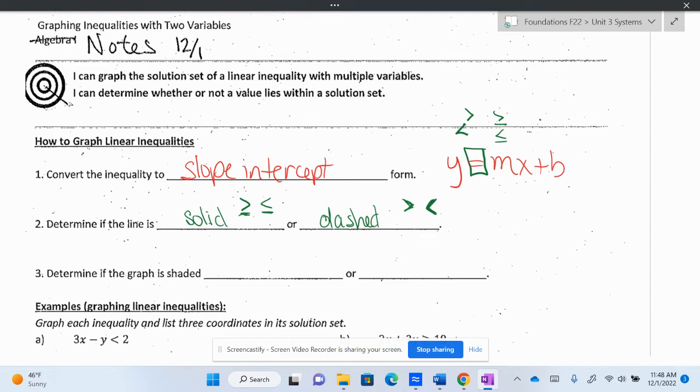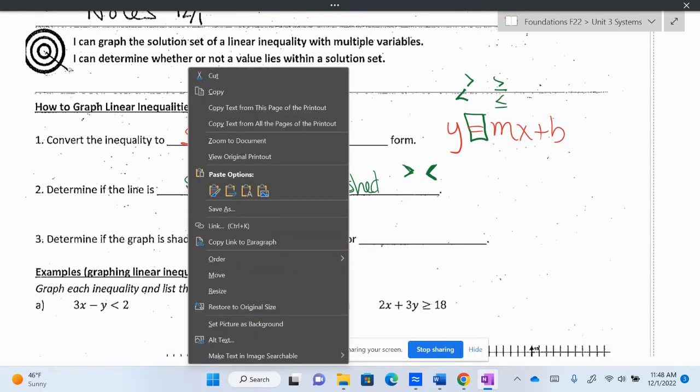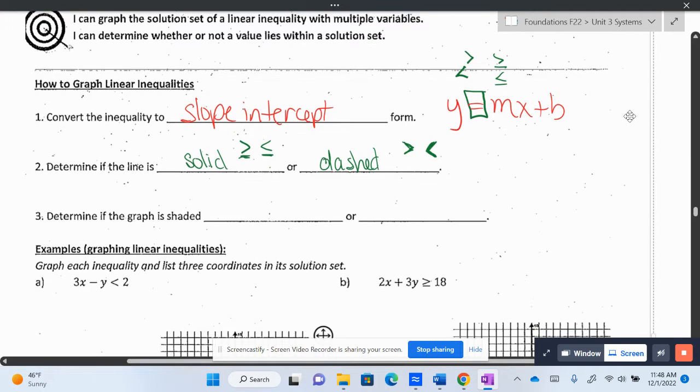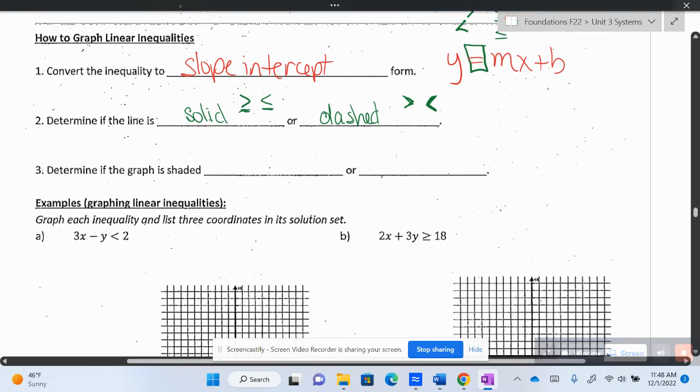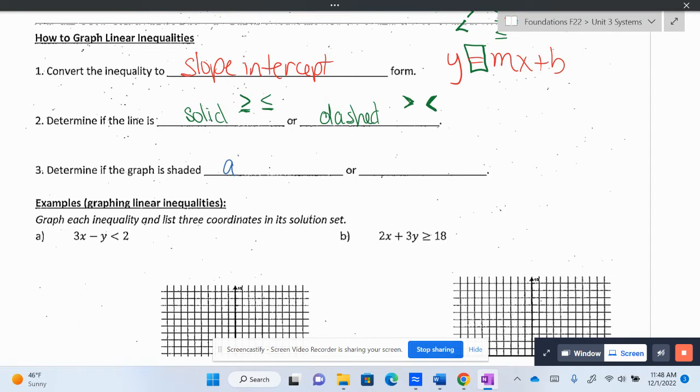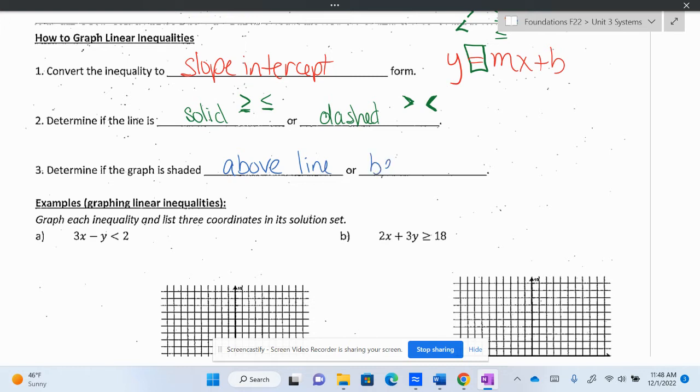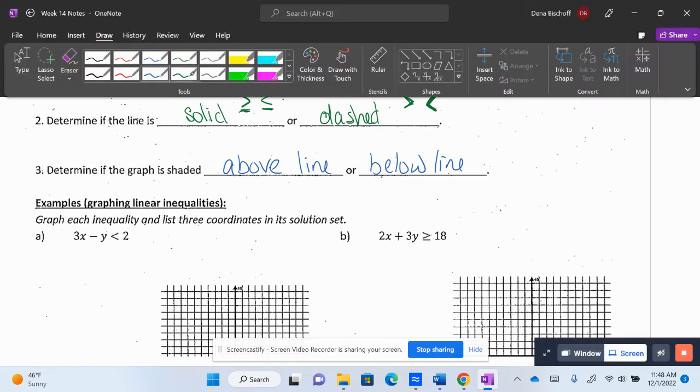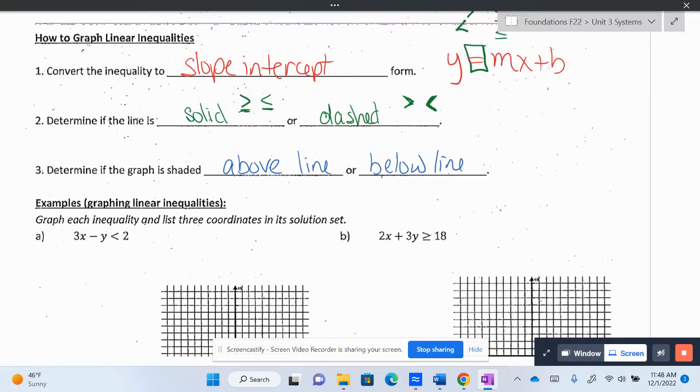Okay. And then, do you guys remember how to shade? What was the rule? We shade above or below. Good job. We shade above the line or below the line. So let's talk about when we shade above the line. What symbol makes us shade above the line? Greater than or greater than or equal to. What symbol makes us shade below the line? Less than or less than or equal to. Okay.